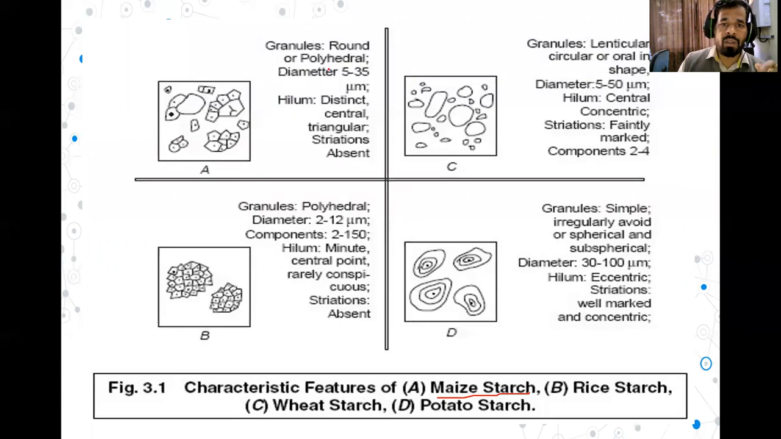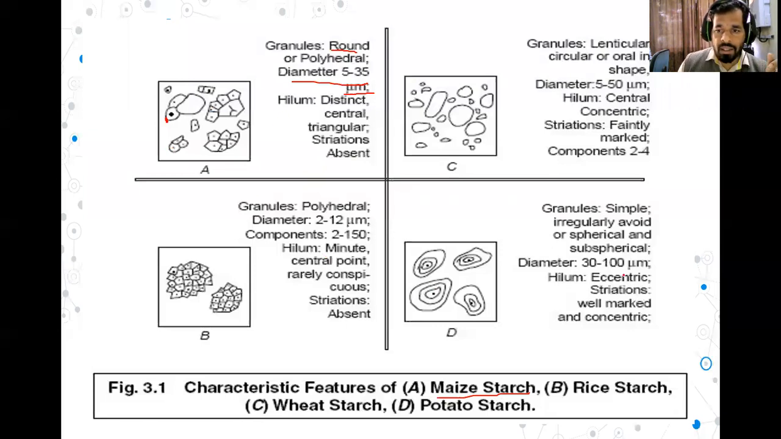So their granules you will see are round or polyhedral, with a diameter ranging from 5 to 35 micrometer. Here you can see polyhedral or round shaped granules are present. Hilum, that means the point of attachment. This point of attachment is the hilum. Distinct central triangular striations are absent.